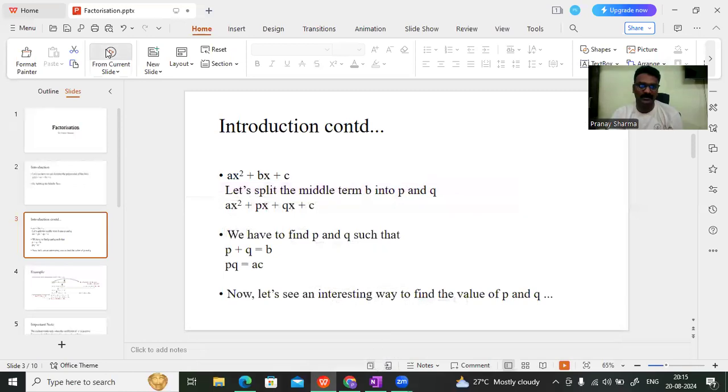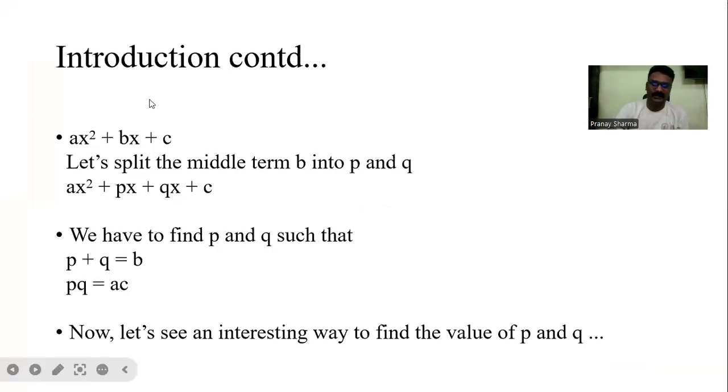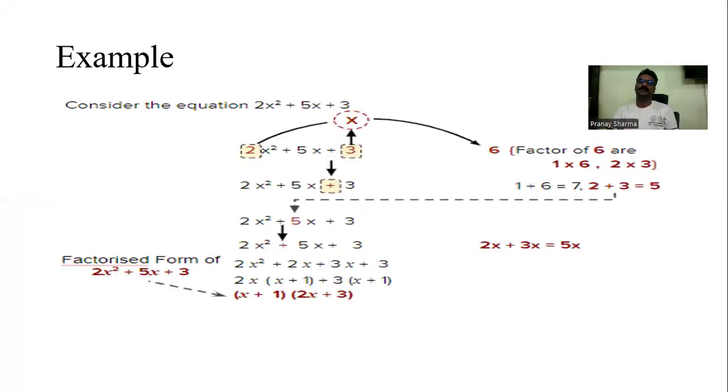Let us jump to our slides. I hope this particular part is clear. So they have appended one example as well. We'll be considering this example again with the help of the whiteboard. 2x square plus 5x plus 3.